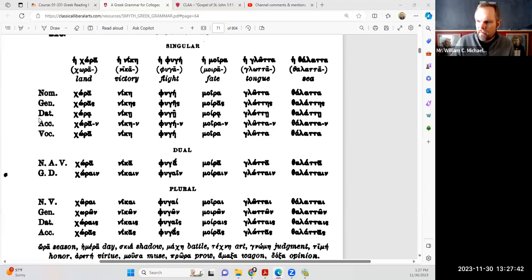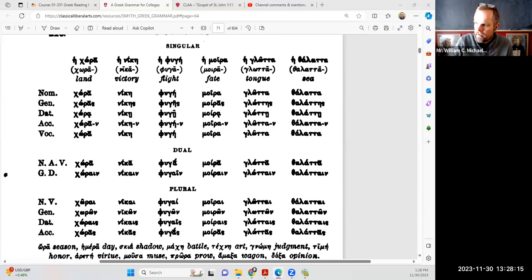Now let's look at the datives. What do you notice about these nouns in the dative case? What do they have in common? What do the dative case nouns have in common here? Yeah, what is that called, right? It's not just a regular iota. What is that? Anyone remember what that's called? Iota subscript. Very good, Lara.